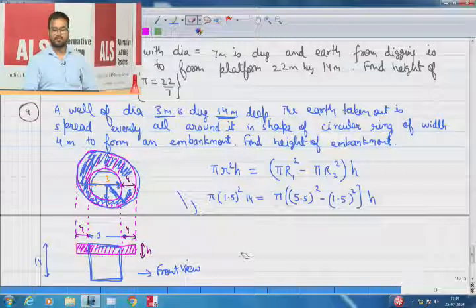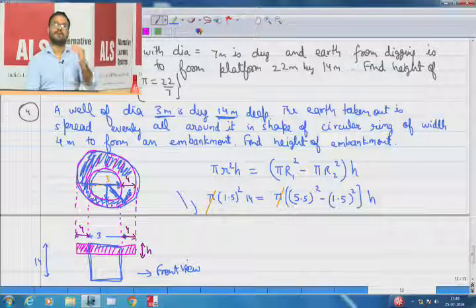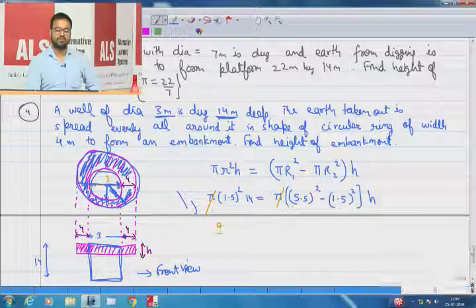Now you can see that we can cancel out pi from both sides. So let us cancel out this thing. 1.5 square, 1.5 we can write as 3 by 2, and 3 by 2 square is 9 by 4. So 9 by 4 into 14.